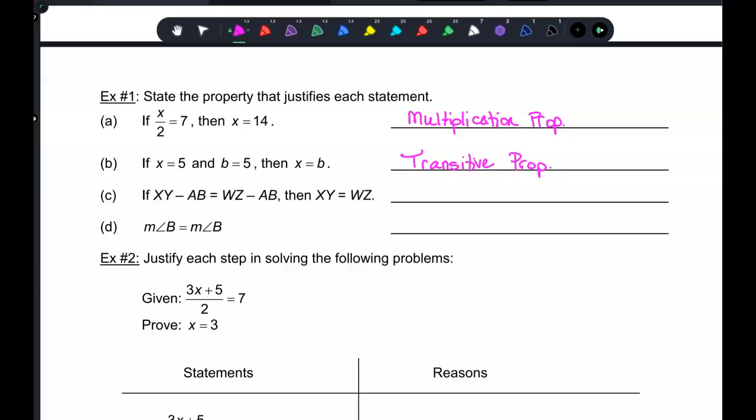Okay. Next one. If xy minus ab equals wz minus ab, then xy equals wz. What do you think? Addition property. Why is this one addition? What did I get rid of on both sides? The minus AB. How would I get rid of that? Well, by adding AB. Remember, these are measurements, so we don't know what the measure of AB is, but I can add that to both sides. Measure of angle B equals measure of angle B. This is our reflexive property.